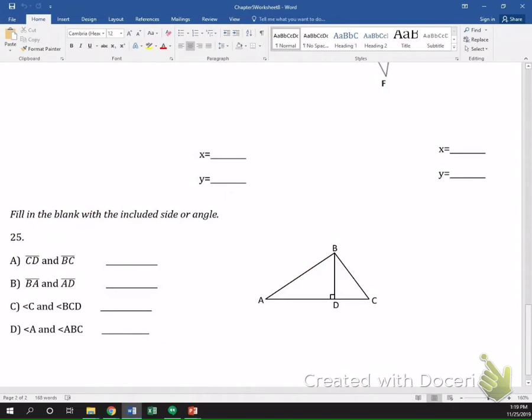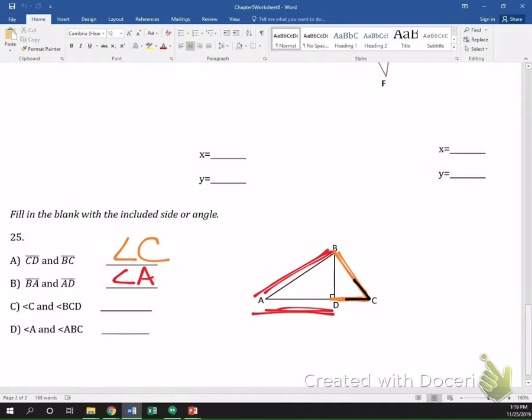All right, so on 25, what is the included side or angle? So, DC, BC. What is the included angle? Angle C. All right. BA, AD. What is the included angle? Angle A. Here's where it might get a little tricky because you've got three letters going on.